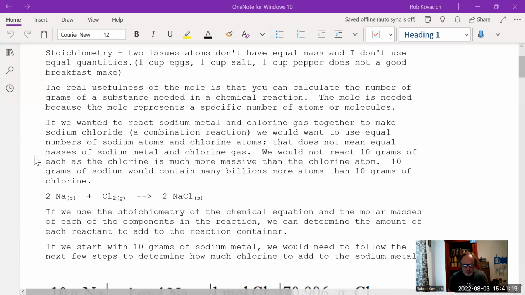Let's say that we want to do this reaction and we're going to start off with 10 grams of sodium metal. So my question is, how much chlorine, how much Cl2, do I put in the container to make sure that they both run out at the same time? And the answer is not 10 grams of chlorine gas. The reason is what we alluded to at the beginning, which is the sodiums and the chlorines don't have the same mass, and I don't use the same amounts of them. And in this case, I've got another problem: chlorine comes as a diatomic, as Cl2. So I need to account for all of that.